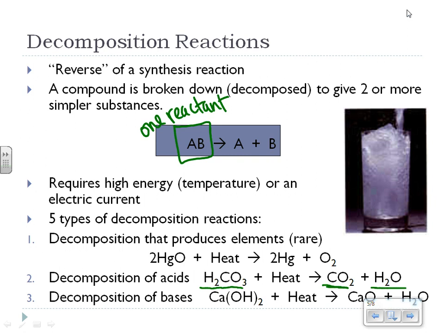And then if I look at my decomposition of a base, here's calcium hydroxide. Remember, to make a base, I needed a metal oxide and water. So when I decompose a base, I get my metal oxide and water as well.